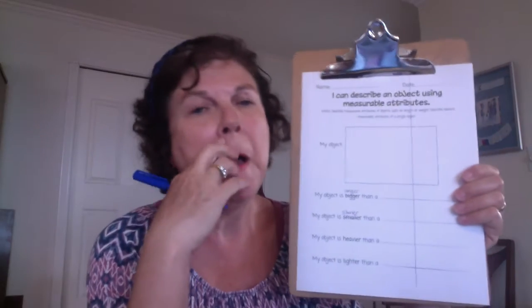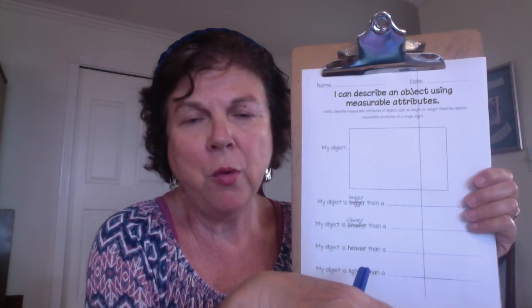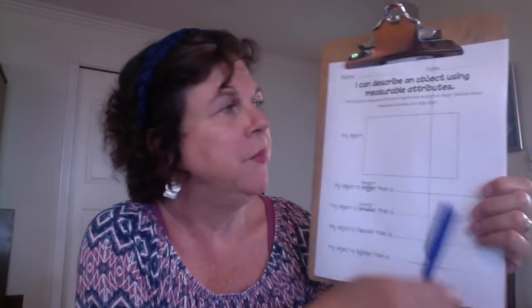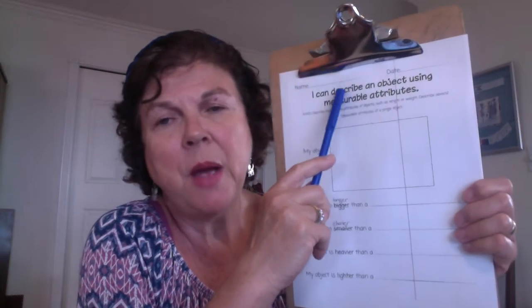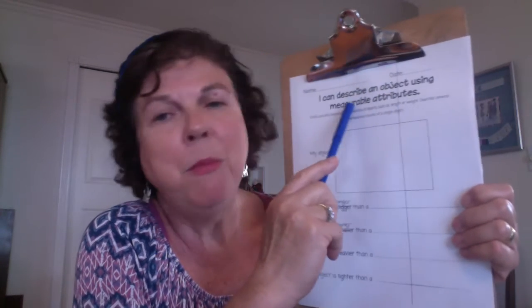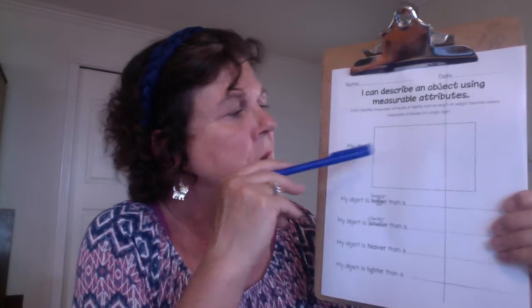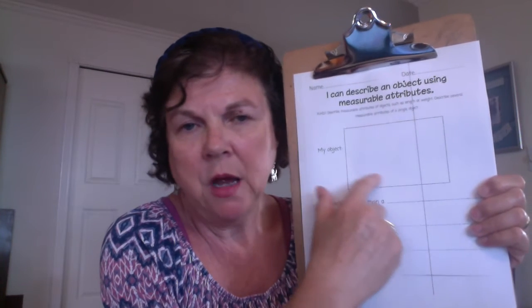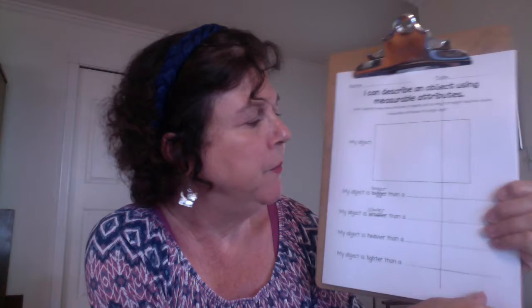So I'm going to be giving you a page like this to work on. If you can print this out, great. If you can't print it out, you can make your own form. If you're not one of my students, you can still do this activity. It says at the top, I can describe an object using measurable attributes. Then we have your object. Mine is Wonder Woman, so I would draw a picture here of Wonder Woman and write Wonder Woman.